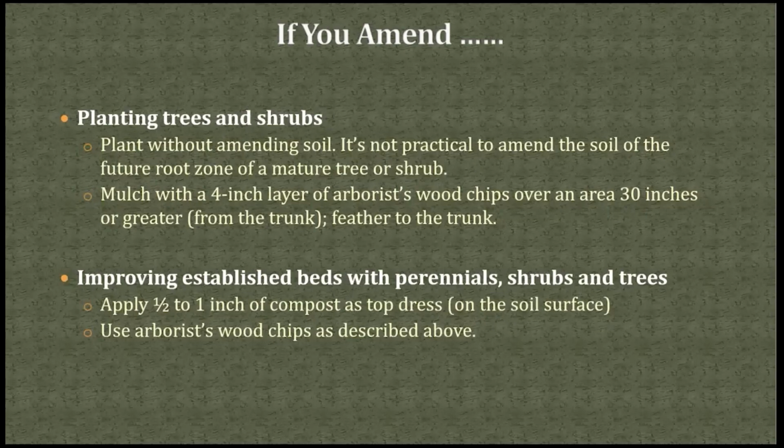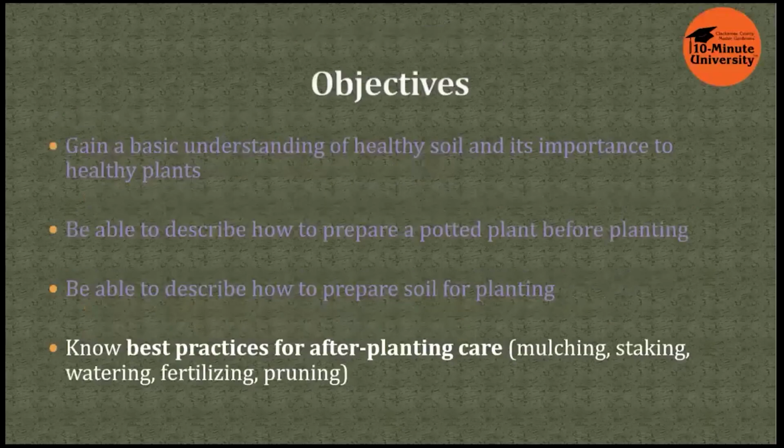Well, what if you only have an established garden and you're not making anything new, and it's already planted with perennials, shrubs, and trees? This is what you can do. You can use 1/2 inch to 1 inch of compost as a top dress. Just lay it on the soil surface. Don't work it into the soil. Or you can use arborist wood chips as described above, up to a 4-inch layer around the root zone. And I'm going to say more about the benefit of these.